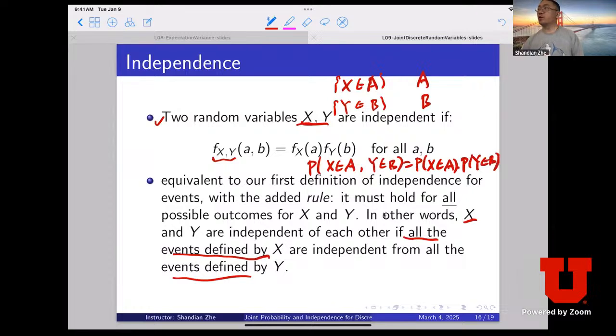So you see there are two types of events. One event is that X belongs to a particular set. That defines one event. And the other event is Y belongs to another set. That defines another event. And these sets, A and B, can be arbitrary subsets of the range of X and Y.